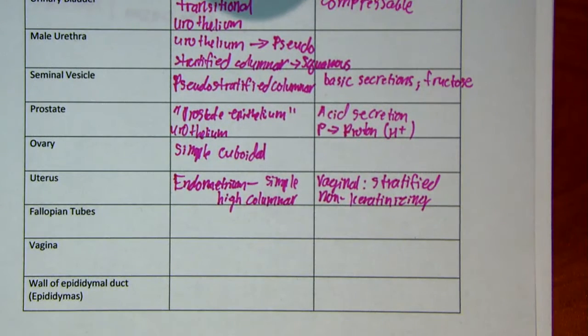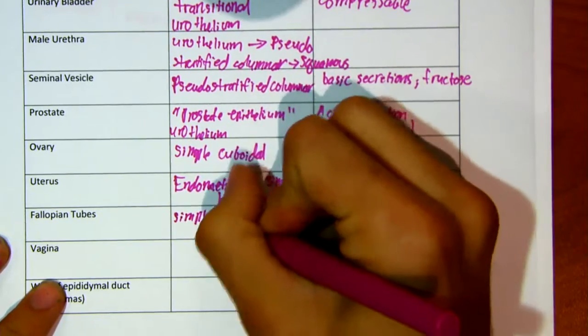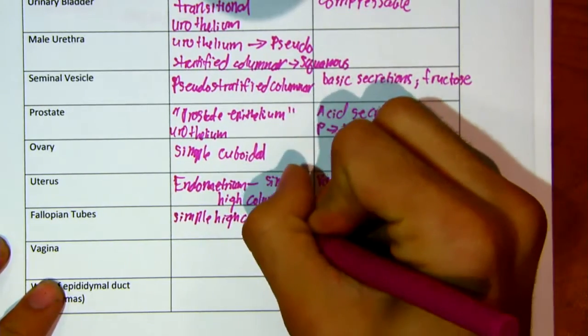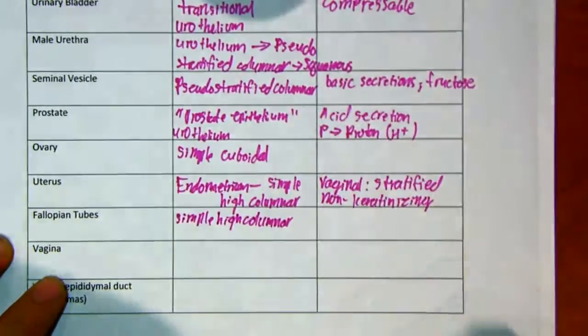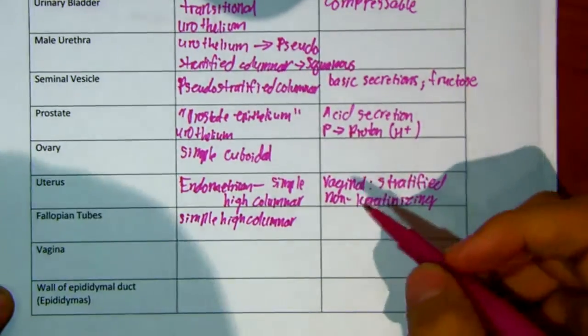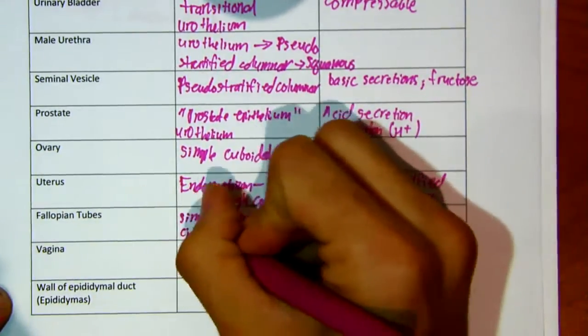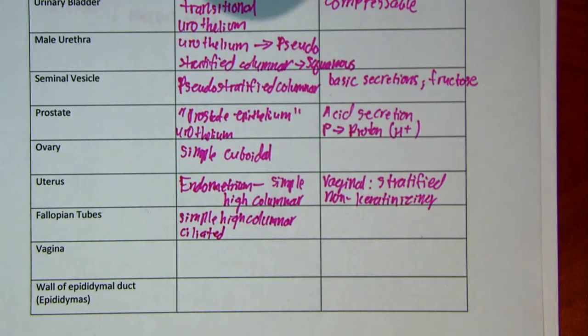All right, so the fallopian tubes. Fallopian tubes is pretty similar to the uterus. Yeah, we still have simple high columnar. The only difference is that in the fallopian tubes is where we have the deposit of the ovum. So that's the mature egg cell. So we will need cilia. Cilia will cause, yeah?